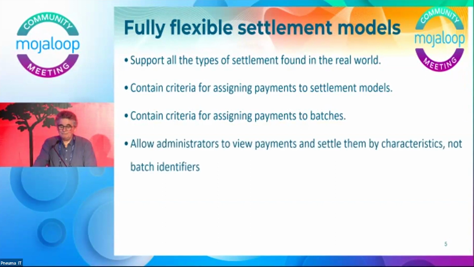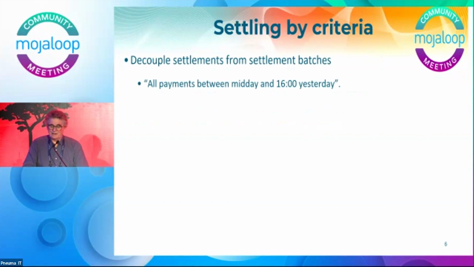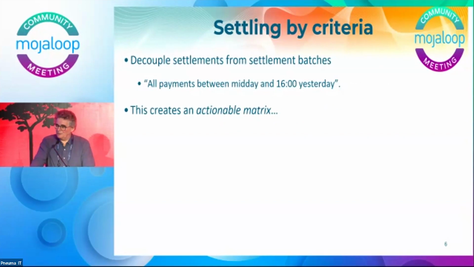We also want to enable administrators to view payments and settle them by characteristics and not by batch identifiers. So settling by criteria means something like this. It means I want to be able to settle all the payments between midday and 4 o'clock yesterday. Not, I want to settle this batch, this batch, this batch, and this batch. And this creates what I want to call an actionable matrix.